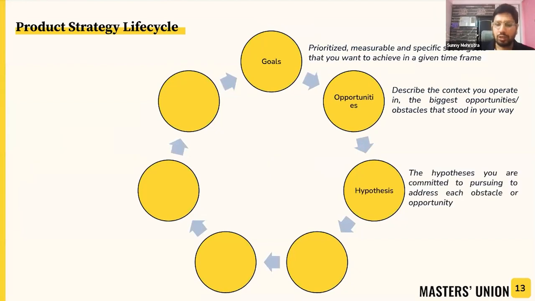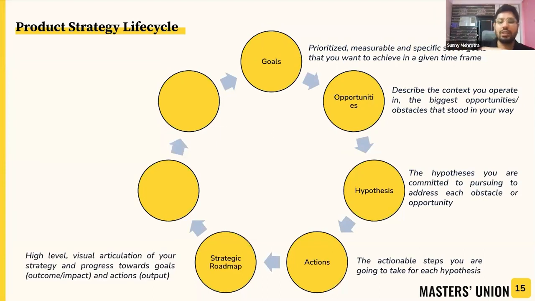You build your hypothesis, because usually when you are building strategies, you are building products. If you're improving your products, you already have some data. But if you don't have data, or if you're building something absolutely new, you might have to chase a hypothesis. You have to believe in a hypothesis, and you have to see whether that hypothesis works out for you or not. So hypothesis becomes the third step here, where you are committed to pursuing it to address each obstacle or opportunity. You believe in that hypothesis, and you then take actions to chase it. That eventually becomes your strategic roadmap.